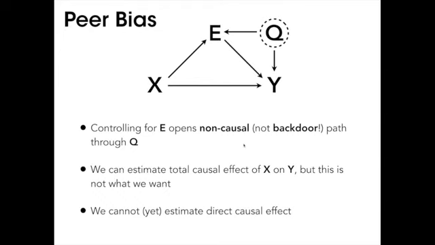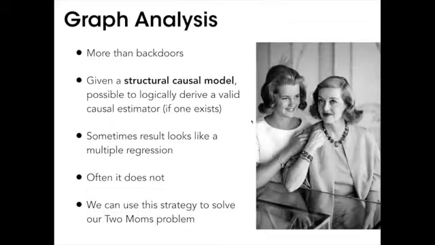What we cannot credibly estimate is this direct path from X to Y, at least not in an observational study, or without some data that helps us estimate Q. I'm going to come back to that example, the pure bias example, in the next section to follow this one. But let's turn to the other example now, the example of two moms, and do some further graph analysis on this. So as I said, the theme of this section is that there are more than backdoors.